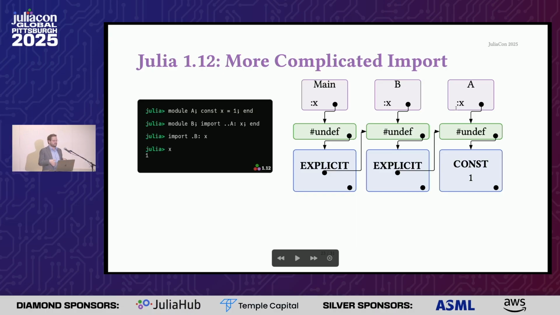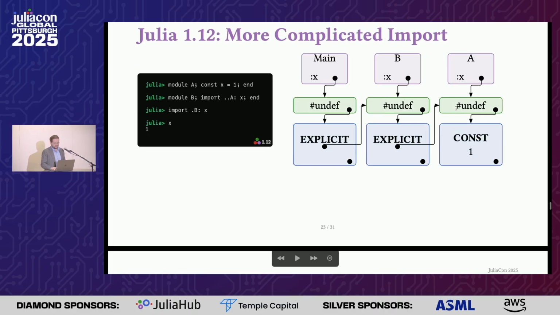Like there's lots of cases now where you could say, okay, actually the binding in B is no longer an import of A, it's now a constant, and you expect the binding in main to update accordingly, so we now need to keep track of the provenance of imported bindings. So that changed.